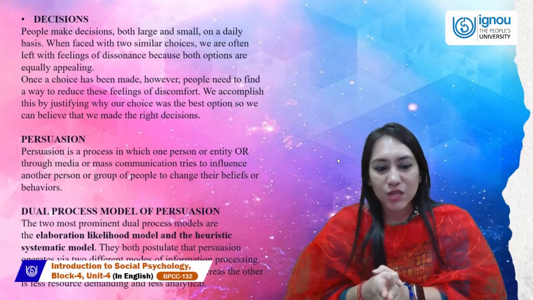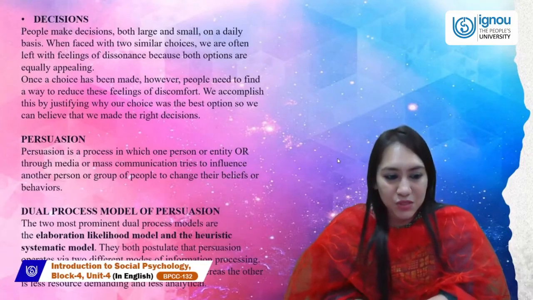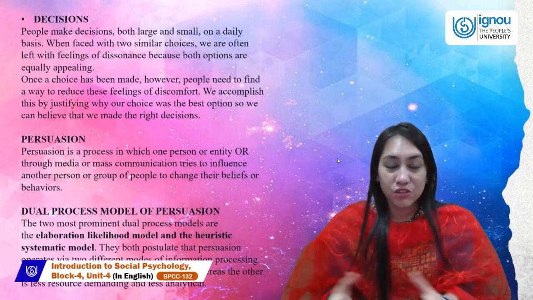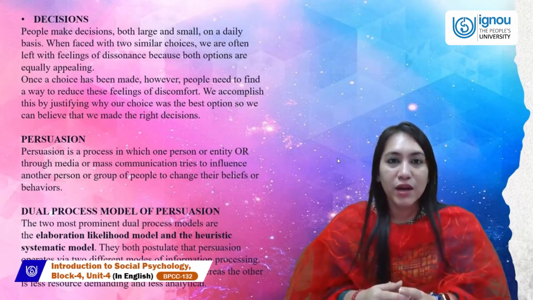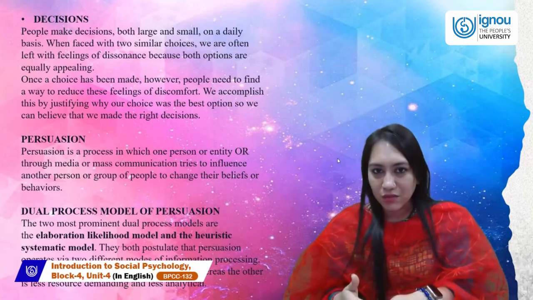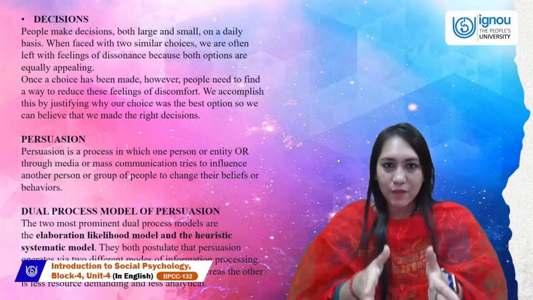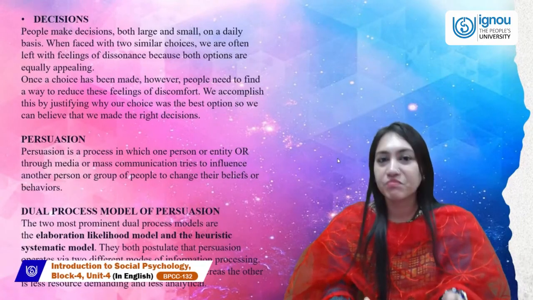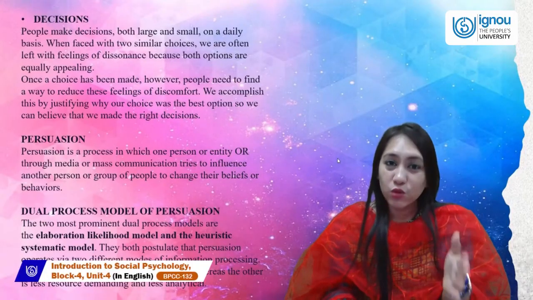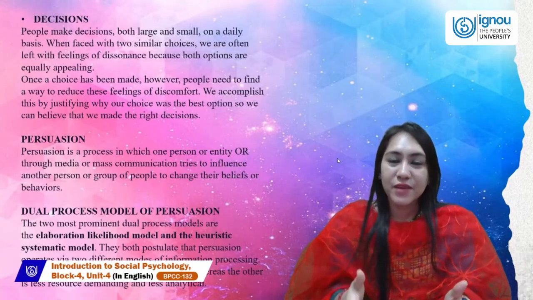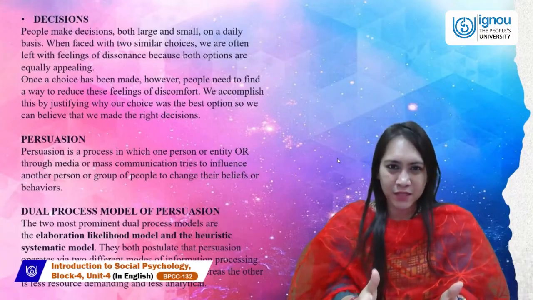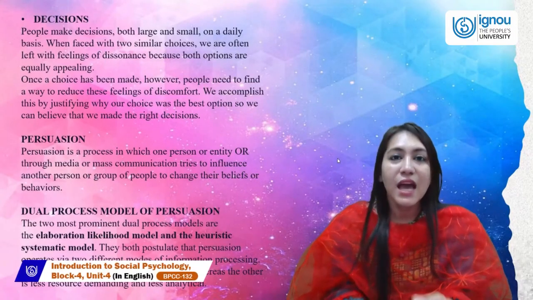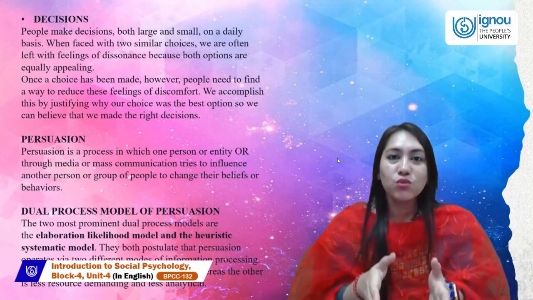The elaboration model suggests that information processing is very deliberate. It requires more attention and more effort. The other one is the second. So there are two parallel systems working together. The elaboration requires more effort, is more demanding, and requires more understanding. Whereas the heuristic systematic model functions in a systematic pattern, but requires less effort, is less demanding, and is less analytical. So the two work together.